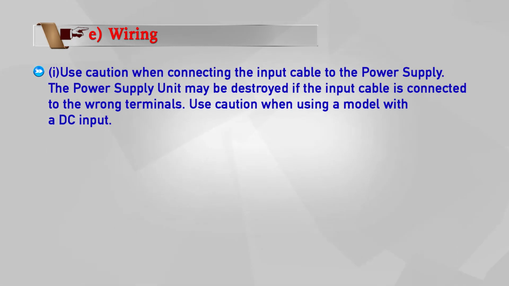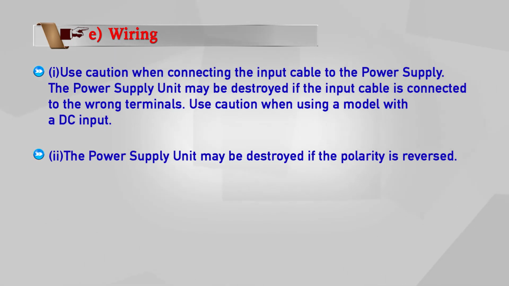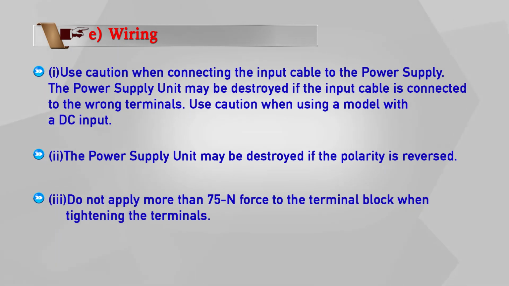Now we are going to discuss the wiring of the power supply. So first point is use caution when connecting the input cable to the power supply. The power supply unit may be destroyed if the input cable is connected to the wrong terminal. Use caution when using a model with a DC input. Second point is what? The power supply unit may be destroyed if the polarity is reversed. Third point is do not apply more than 75 Newton force to the terminal block when tightening the terminal.